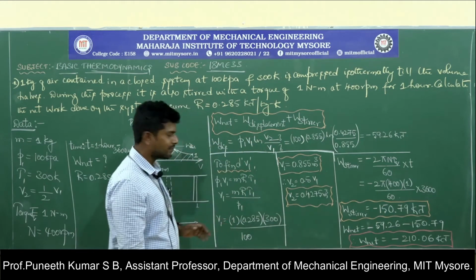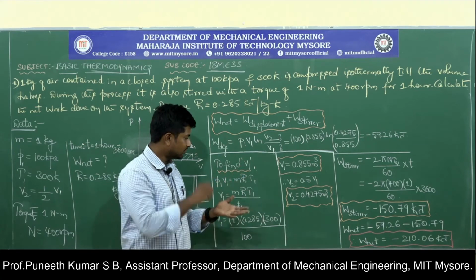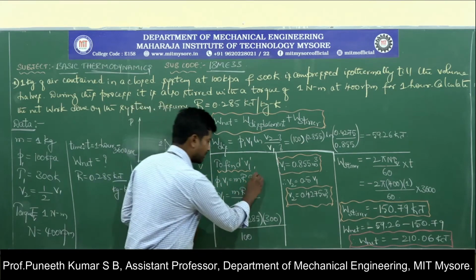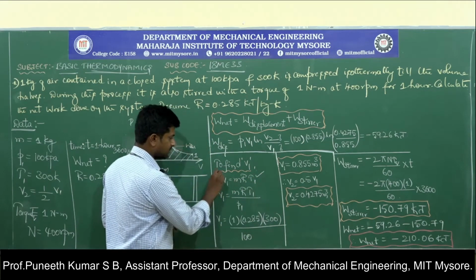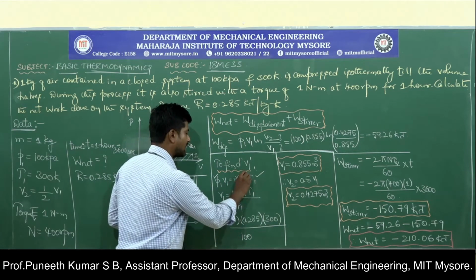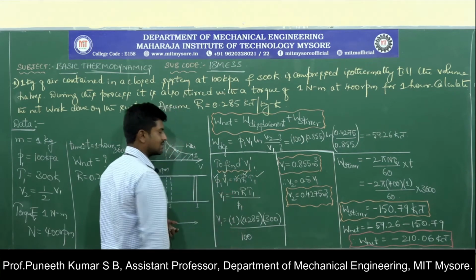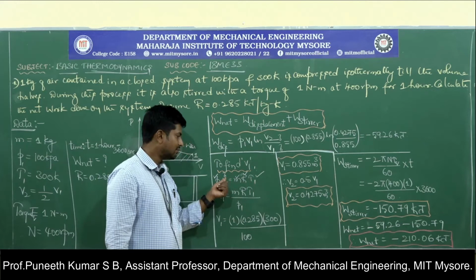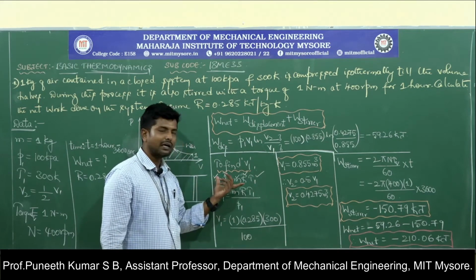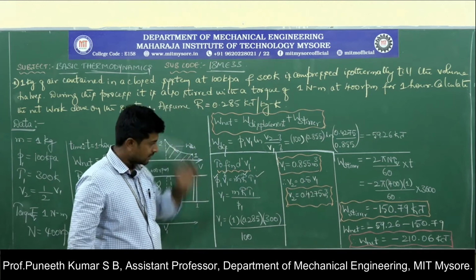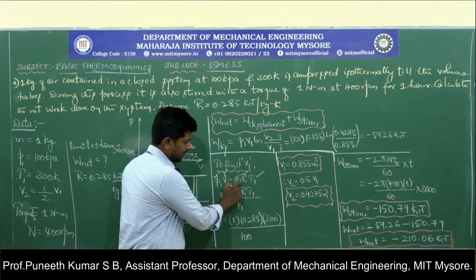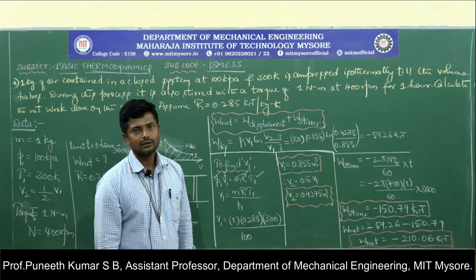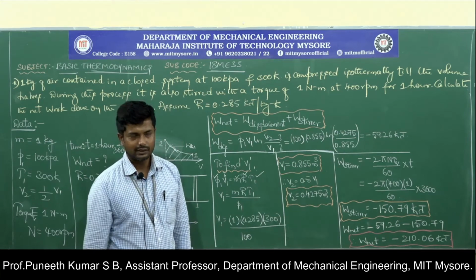For that, we know the temperature at the initial stage, the pressure is known, the mass is known, R is known. The only unknown is V1. So with the help of this equation, I am trying to find the value of V1 by applying the ideal gas equation. Since I have used M here, the volume I am going to get is the total volume, and the unit comes out to be meter cube.